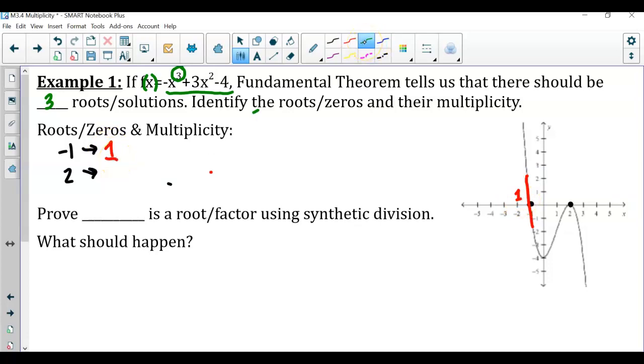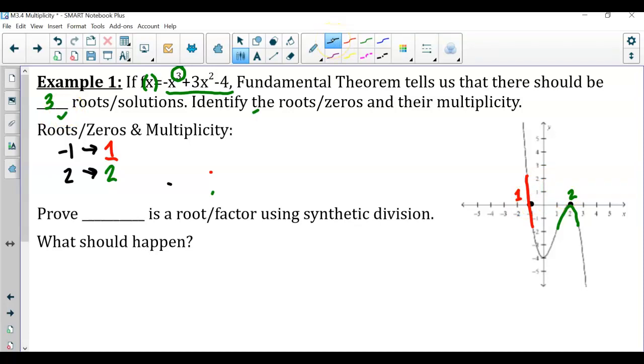Then let's take a look at 2. Well, it doesn't slice, it doesn't slide, it just bounces, right? It never crosses through, it just bounces. And so here, this shows a multiplicity of 2. So that now shows how these 2 roots, if you notice their multiplicity, still add up to 1 plus 2, which is 3. So it still adds up to that degree.